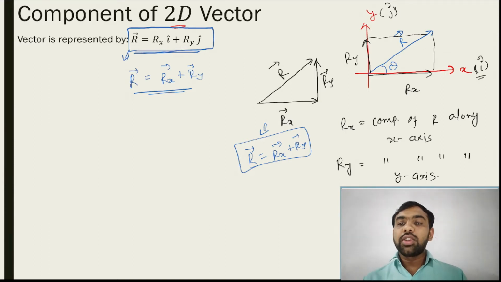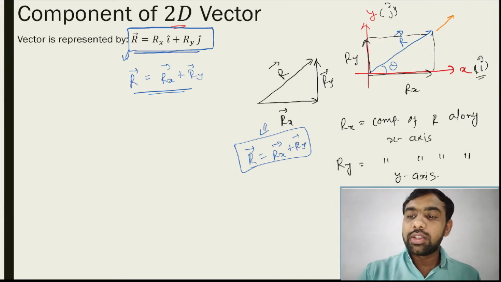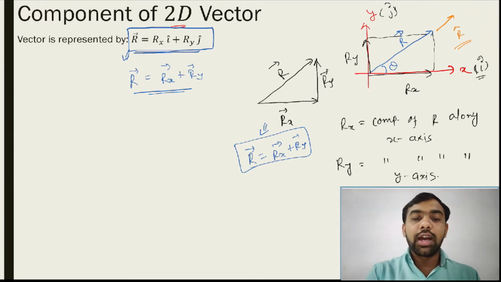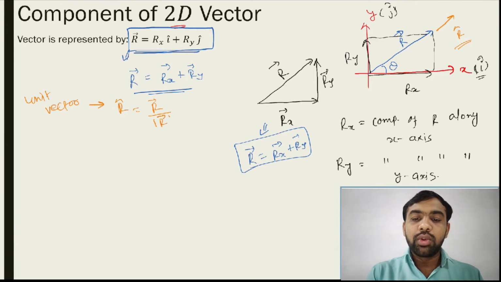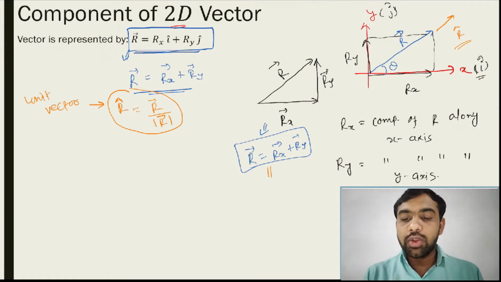Okay, if you consider the unit vector along r, how do you get this answer? Suppose we consider the unit vector r cap. How do we find the unit vector along r? We find it like this: r cap is equal to r upon mod r. That is the definition of a unit vector. What is the definition of a unit vector? A unit vector is a vector upon its magnitude.